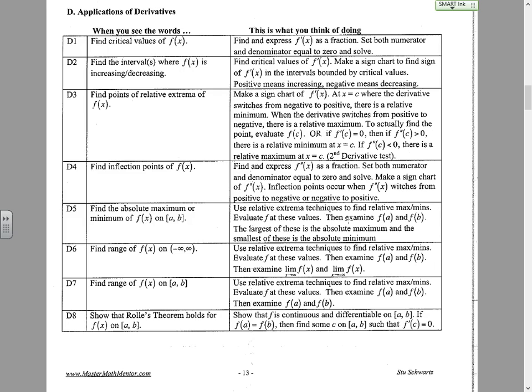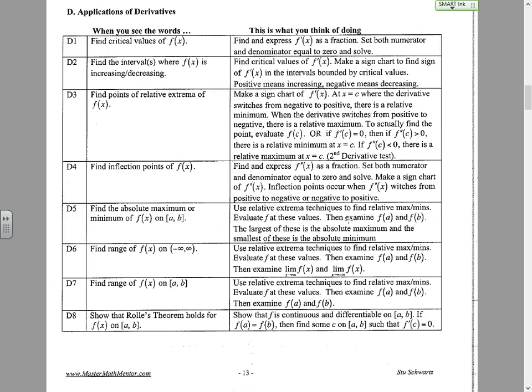Let's see, for D5, I put plug in endpoints and critical numbers of f. Into what though? Be specific. Oh, into f. That's one of the most common mistakes. But yes, that's good. Two, a word in a letter, or common mistake. Oh, the witches? Yeah. Witches instead of switches.